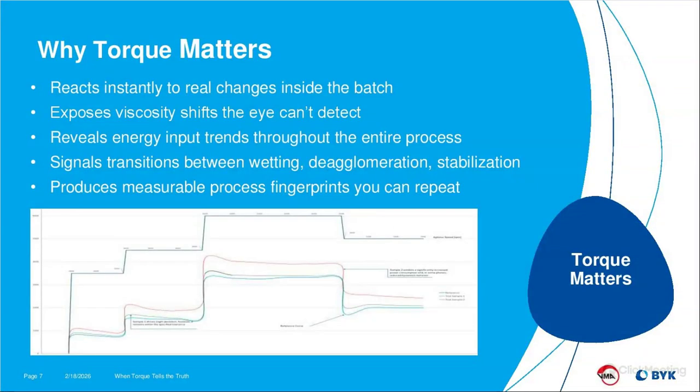So why does torque matter? Well, it gives you instant feedback on real-time changes to what happens inside the batch. You can't see under the water level or the material level, so you don't really know from a visual what's going on. It helps you to be cognizant of your input trends throughout the entire process, whether that be during your wetting phase, your deagglomeration phase, and your stabilization, all the way to the end.